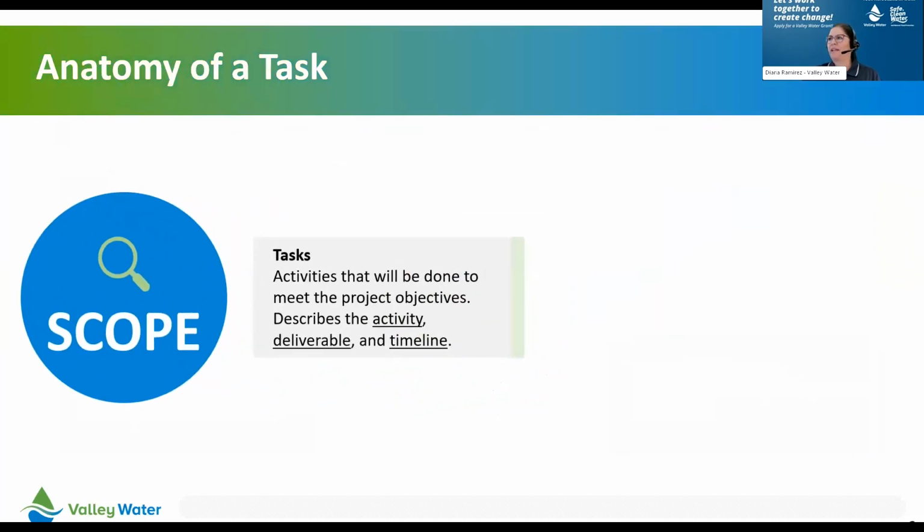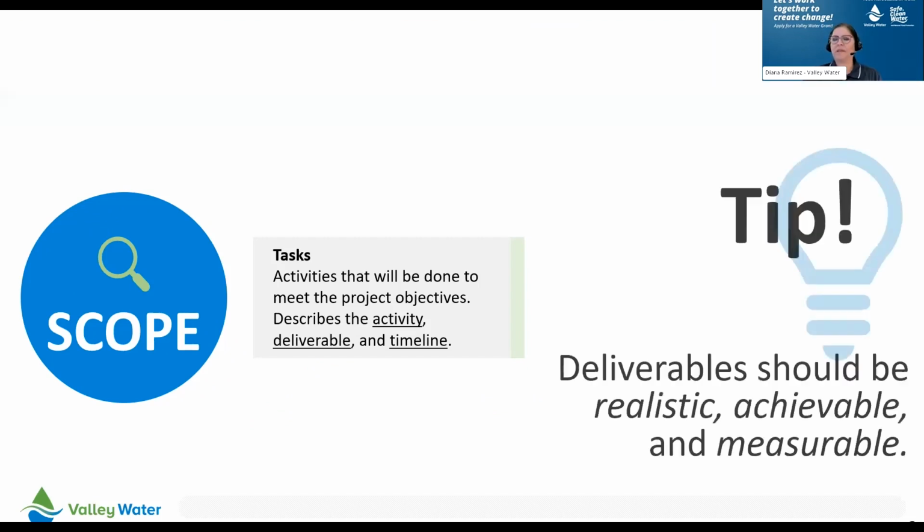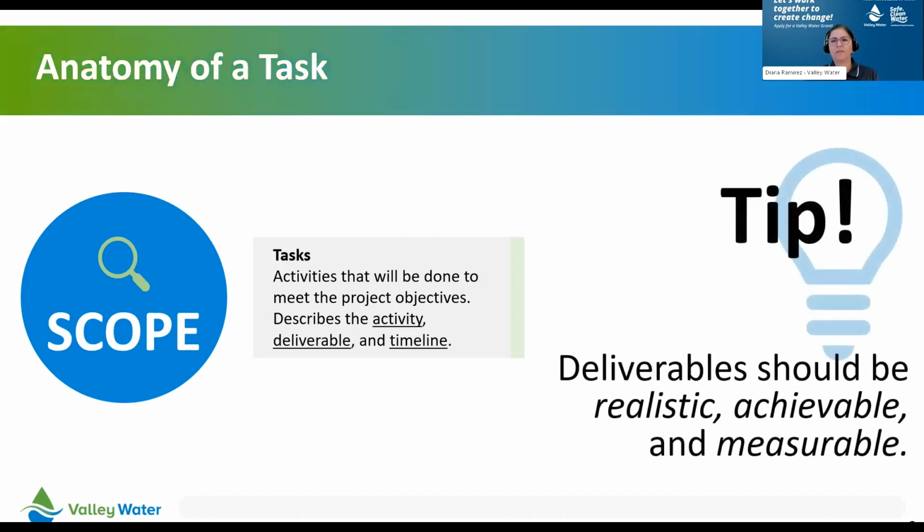Dive in a little more on tasks. So tasks are activities that include deliverables and timelines that are needed to ensure your project's success. And as a tip for your deliverables, make sure that the outcomes are realistic, achievable, and measurable.